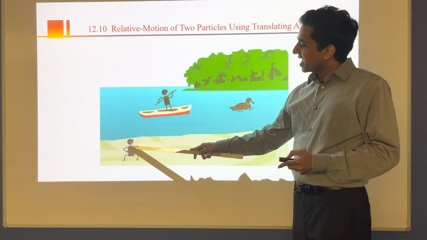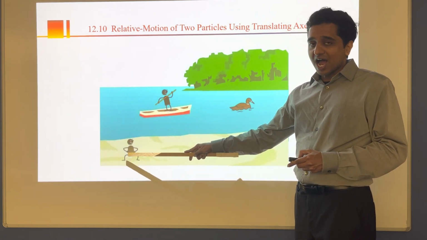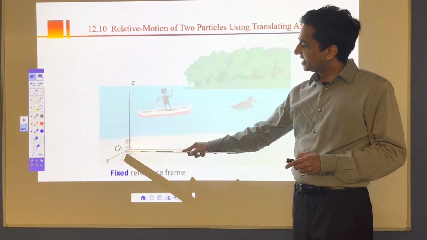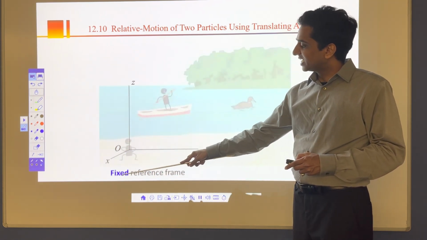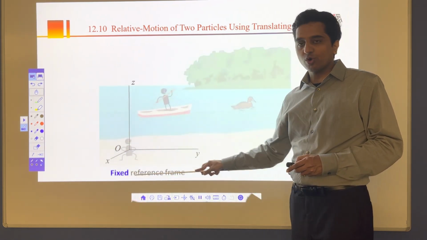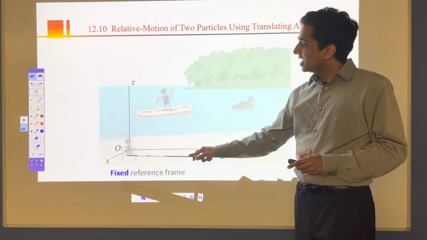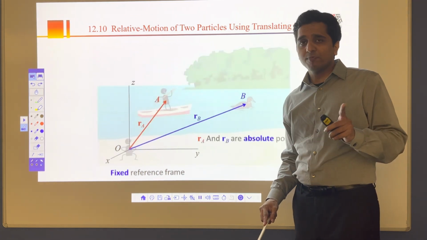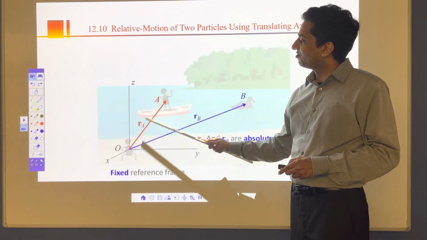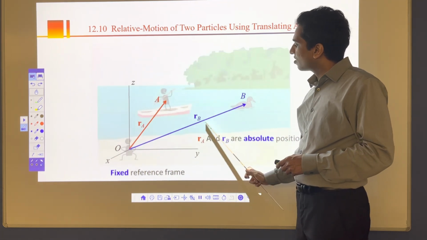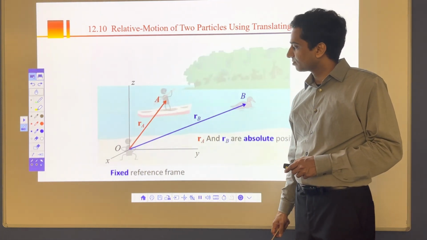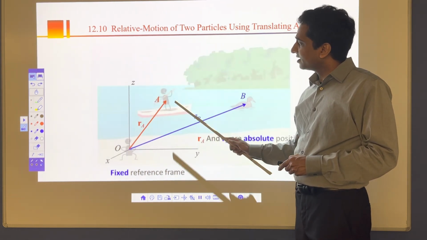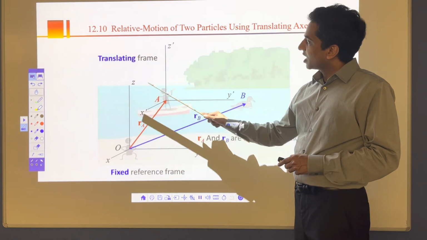As you are stationary here, I'm going to set up my coordinate system on you. That's my x, y, z coordinate system. I'm going to call it a fixed reference frame, or fixed coordinate system, because you are stationary. Then, as both things are moving, they have magnitude and direction, so I'm going to draw a position vector RA from your friend, and RB from B. That's the position vector.